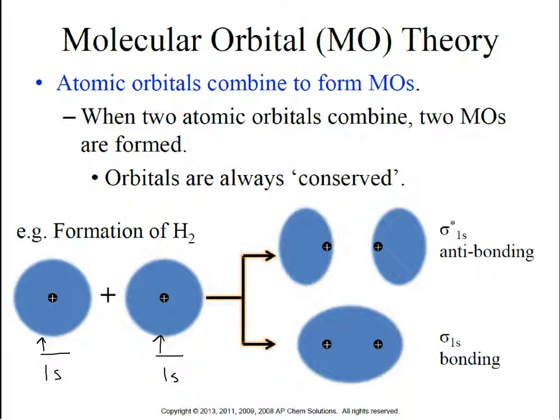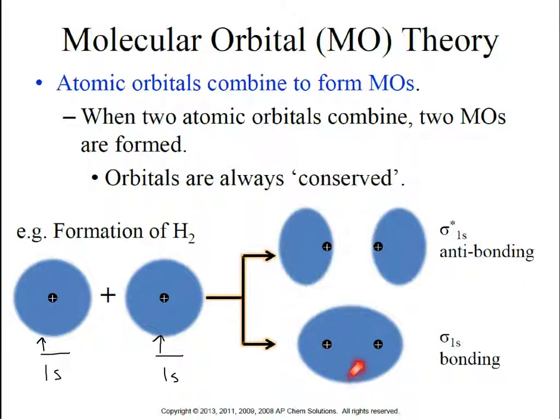The first one is called the sigma 1s bonding orbital. And then the other one is sigma star 1s, and it is an anti-bonding orbital. With an anti-bonding orbital, they're not really bonding, because you can see the electron density spends most of its time away from the center where the bonding occurs. With a bonding orbital, though, you can see the electron density is put there between the nuclei.